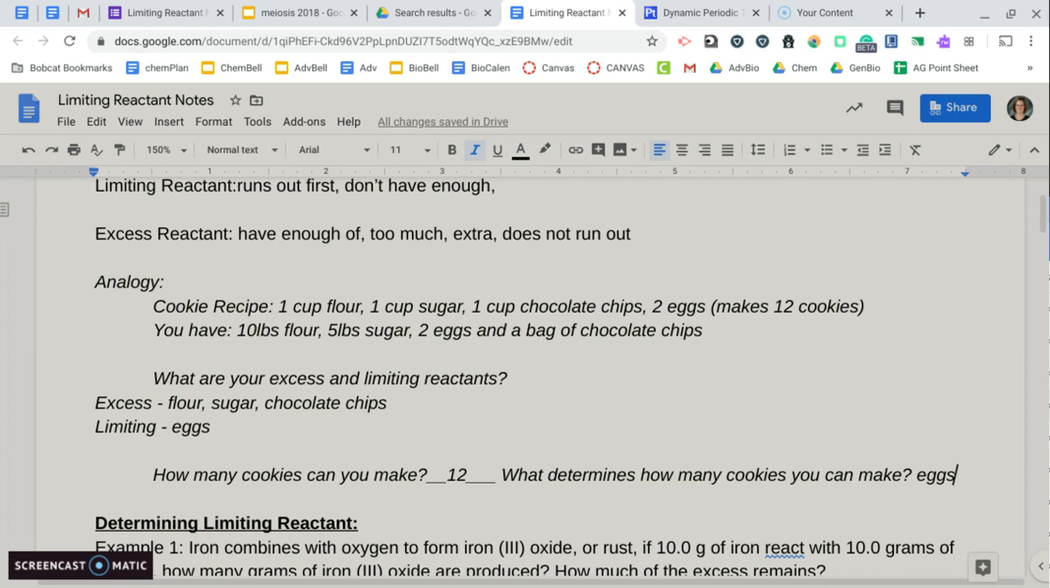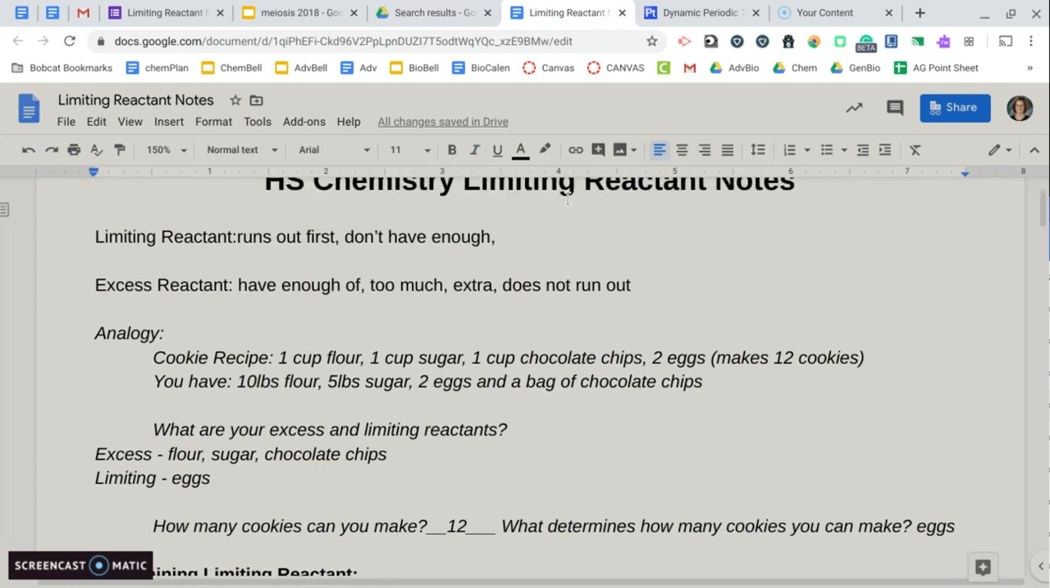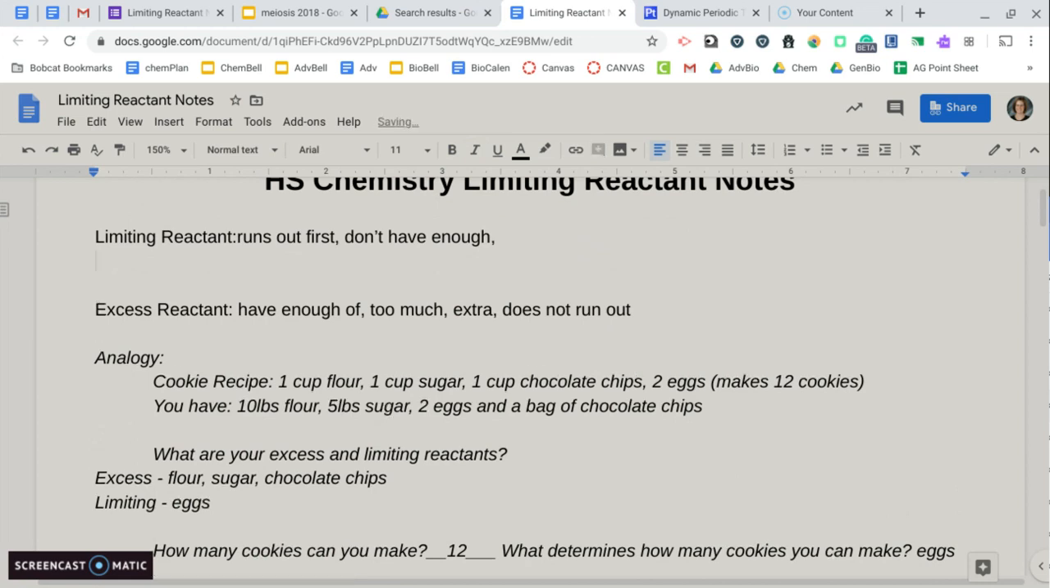And so what determines how many cookies you can make? The eggs do. So we could go back and add that to our limiting reactant. The limiting reactant determines how much of the product you can make. Because once the limiting reactant runs out, you're done. You can't make any more product.